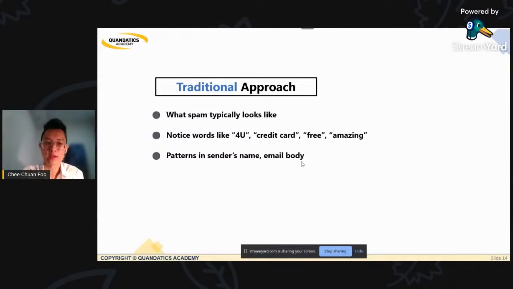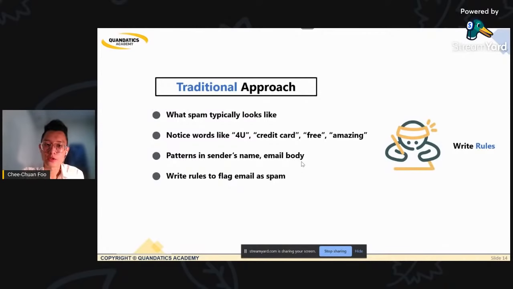We would also try to identify the patterns in the sender's name, whether their domain name is something fishy, and their email body. They might have some images that are not supposed to appear in business emails and things like that. Then we will write rules to flag emails as spam. If you see "for you," if you see "credit card," then it is spam. If you see "free," if you see "amazing deals," then it's spam. Right? This is the traditional approach to classifying spam email.